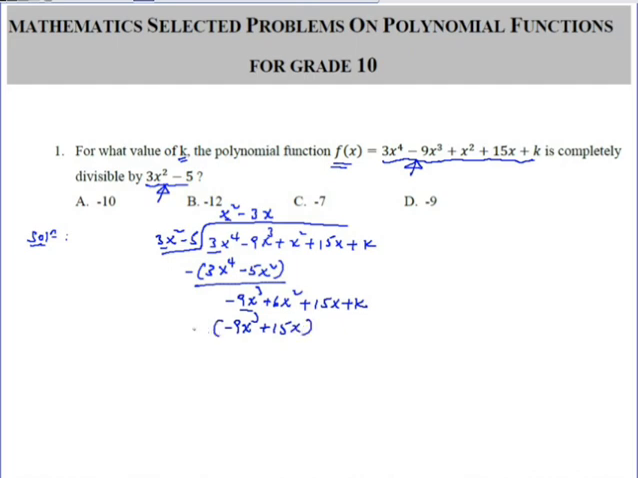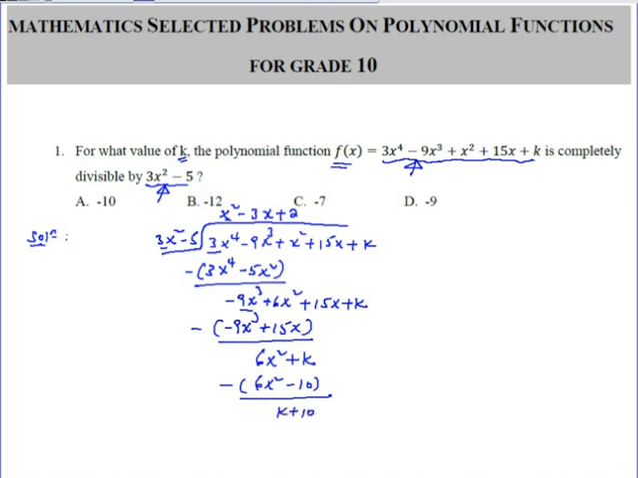So subtract this, and the cubic and linear terms vanish. Then here we will have 6x squared plus k. Again, let's divide 6x squared by 3x squared. The result is 2. 2 times 3x squared is 6x squared, and 2 times minus 5 is minus 10. Let's subtract, then the result becomes k plus 10.